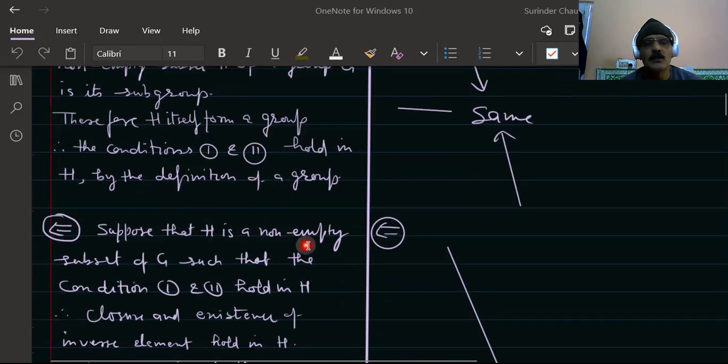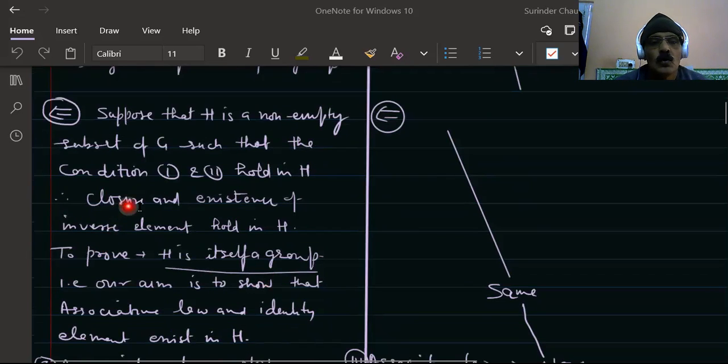Now, the sufficient part. Suppose that H is a non-empty subset of G such that closure and inverse element exist. Our aim is to show H is a subgroup, which means we have to show that the associative law and identity element exist in H. Closure and inverse element holding in H is given. To prove H is itself a group, our aim is to show that associative law and identity element exist in H.